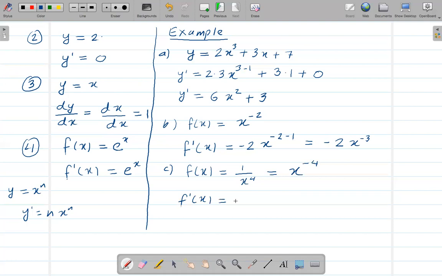So all we have to do is just bring this 4 down here, x to the power 4 minus 1. So this will be -4, x to the power -5. Okay, so we can leave our answer here.